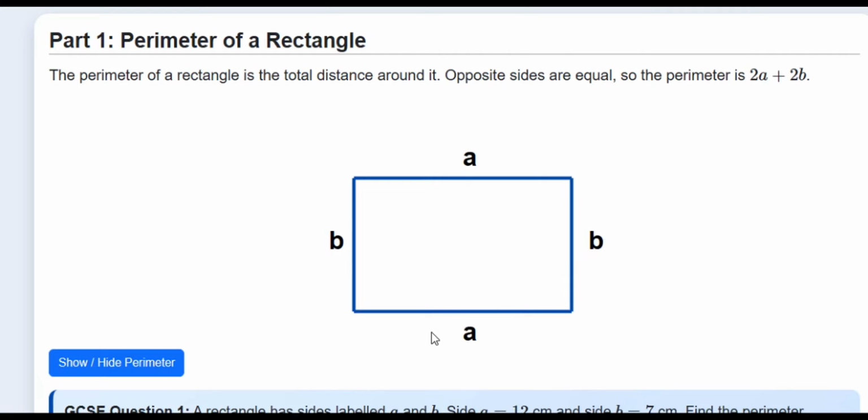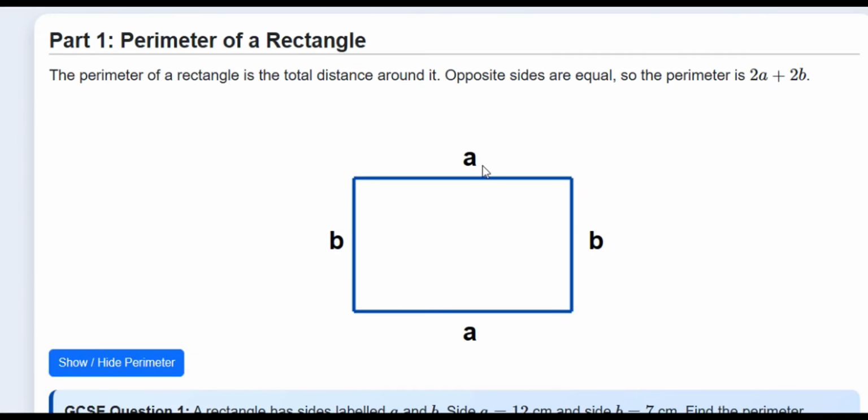But you can also name this one the length of the rectangle, and this one the width of the rectangle. So this becomes L and this W. But whatever you name it has no problem, for as long as you know opposite sides are equal, from there you can find the perimeter.